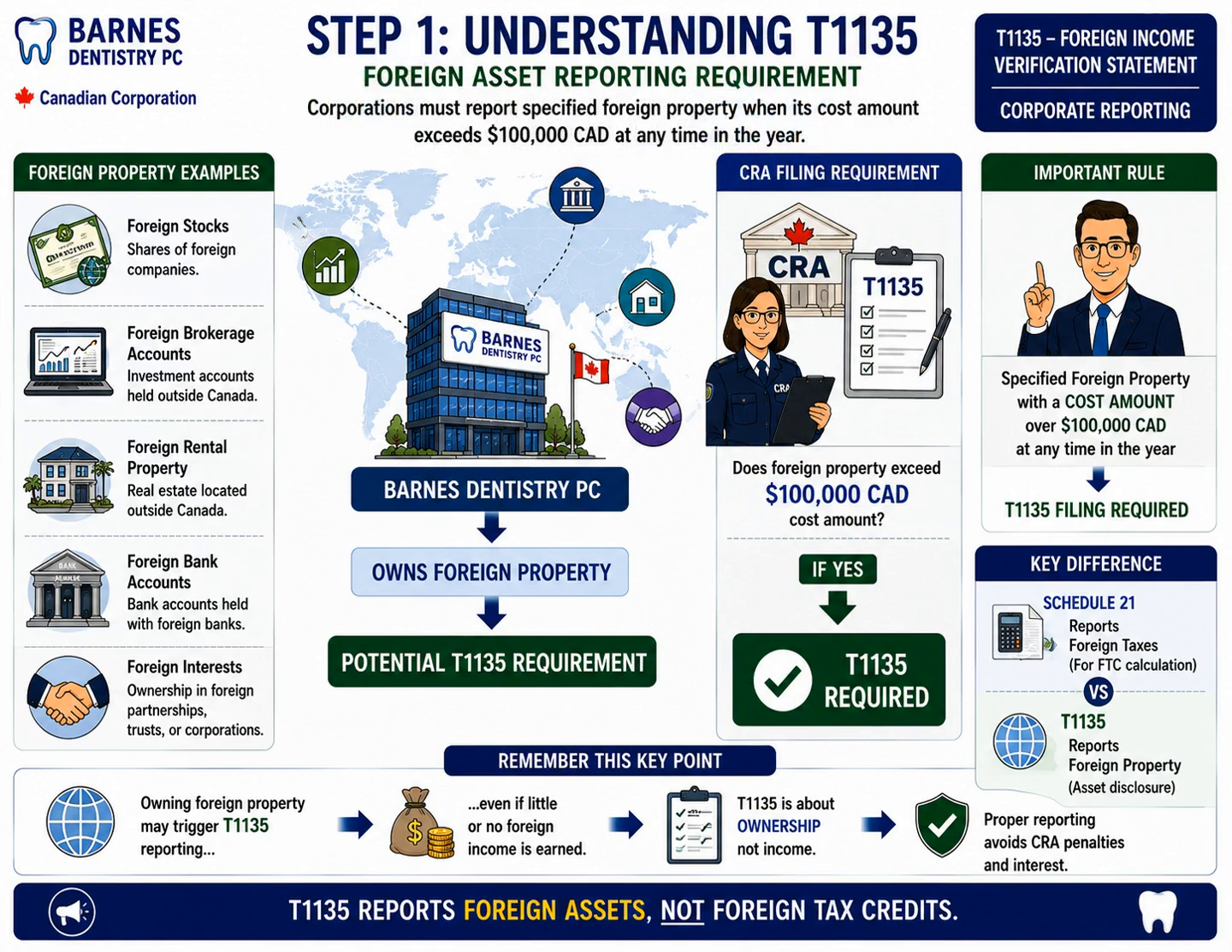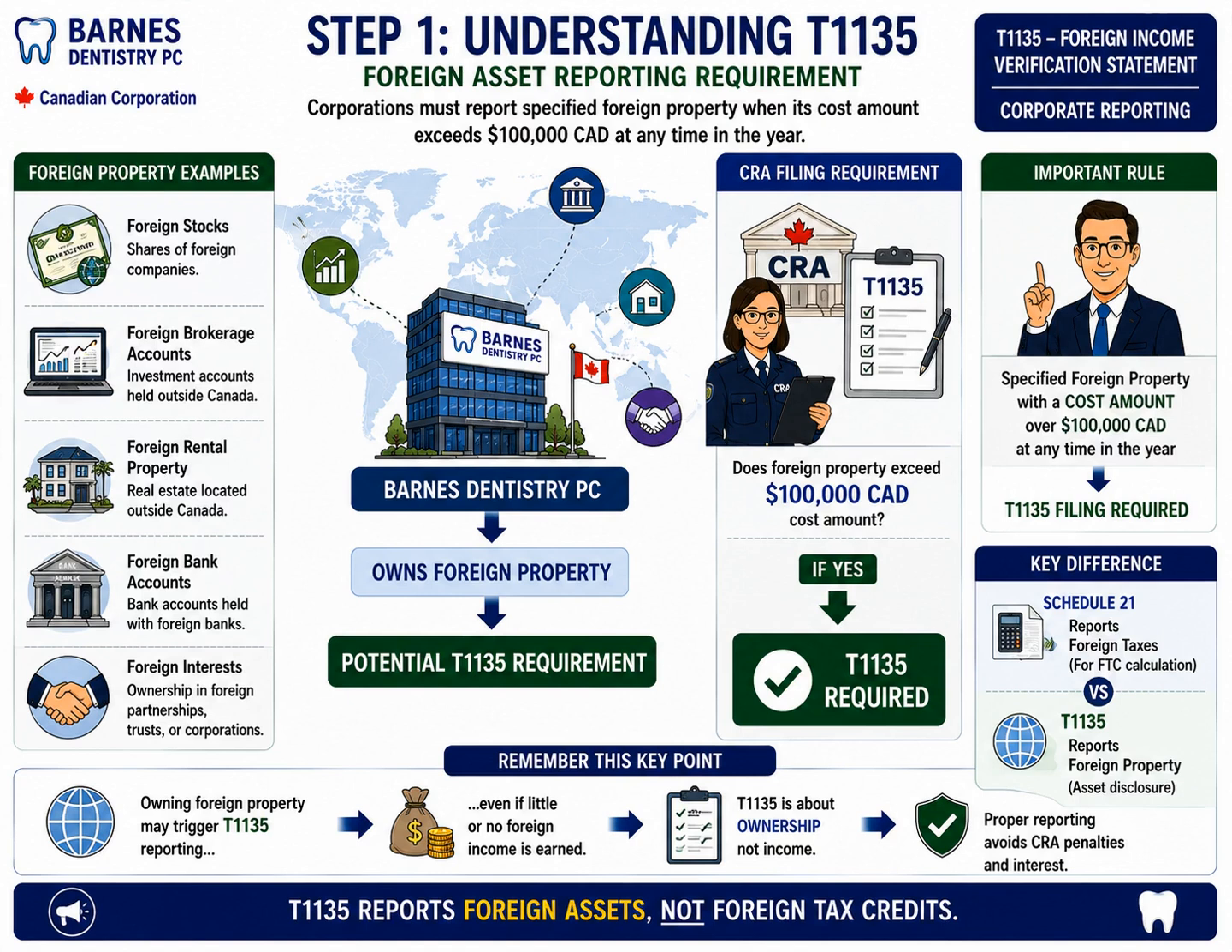Now let's examine the important rule panel. This summarizes the entire filing requirement. Specified foreign property. Cost amount over $100,000 Canadian at any point during the year. If all of those conditions are met, T1135 reporting may be required. This is one of the most important compliance thresholds in international tax reporting.